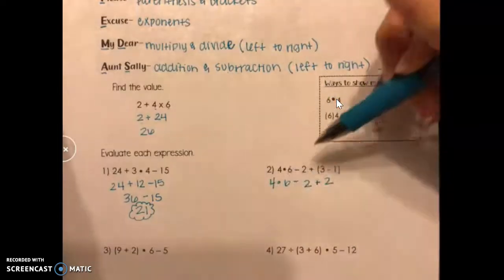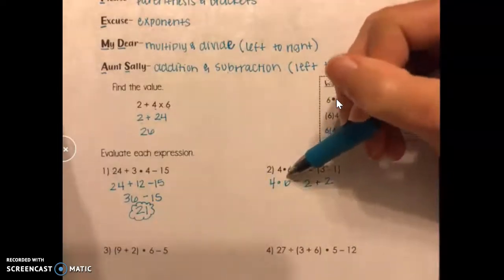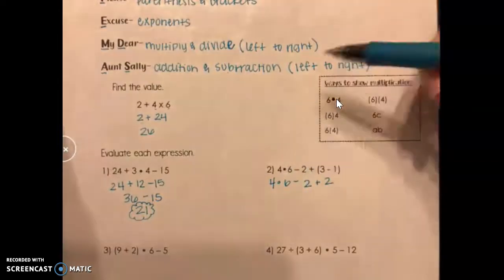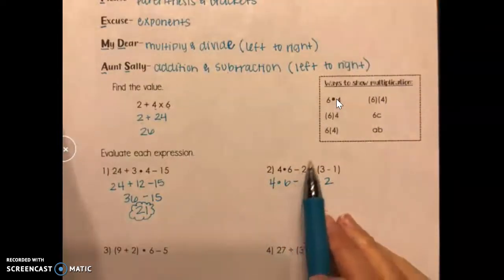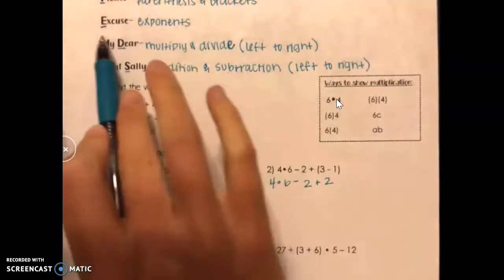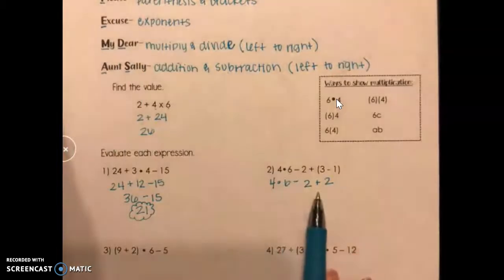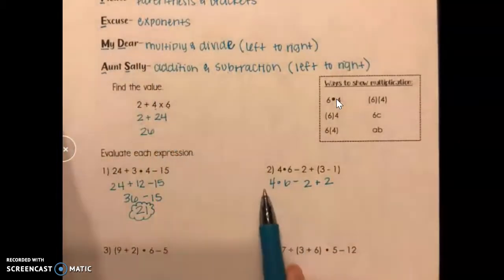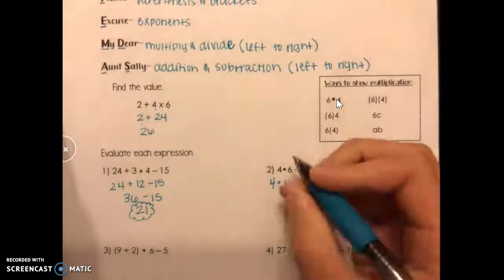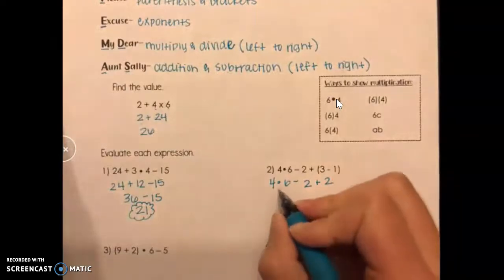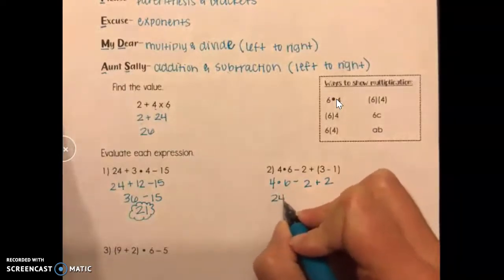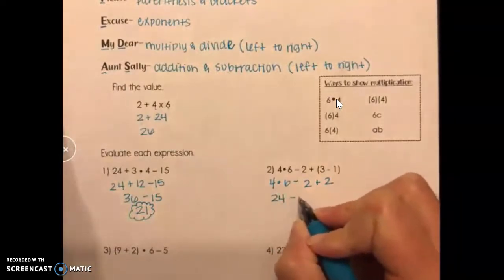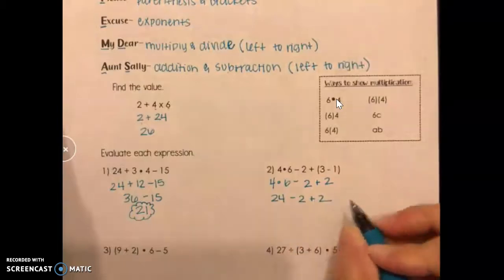Let's make sure we got everything. So 4 times 6 minus 2 plus 2, perfect. Now I don't have any more parentheses left. Do I have any exponents? Fortunately, no. My dear, so multiplying or dividing. I do have some multiplication, so let's do the multiplication. So 4 times 6 is 24. And then I have minus 2 plus 2.